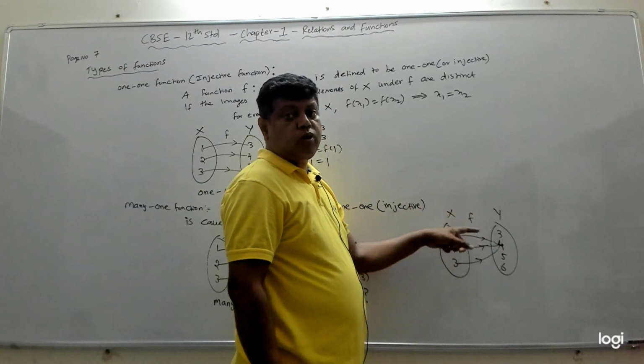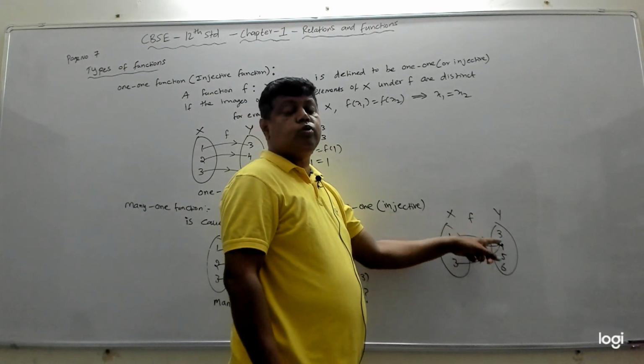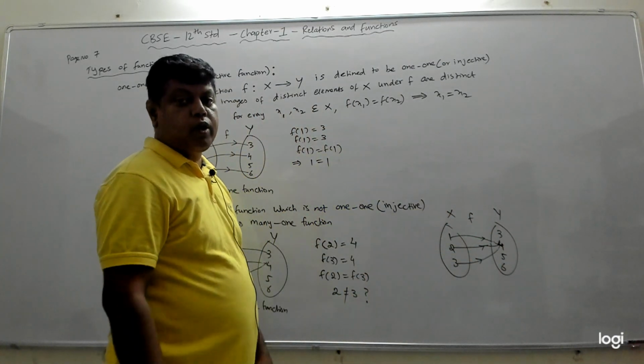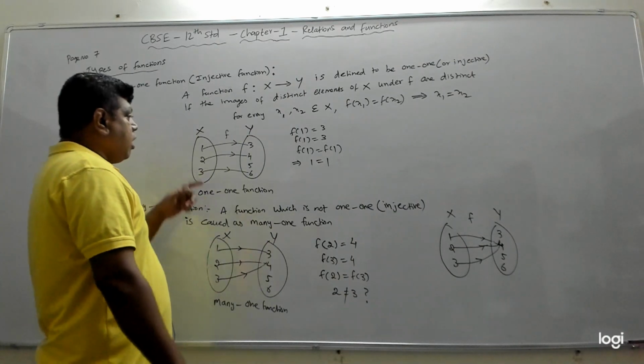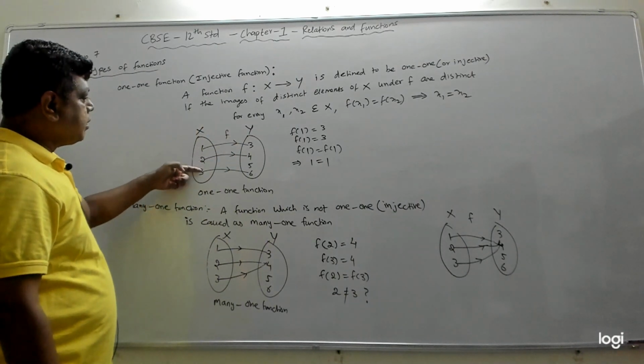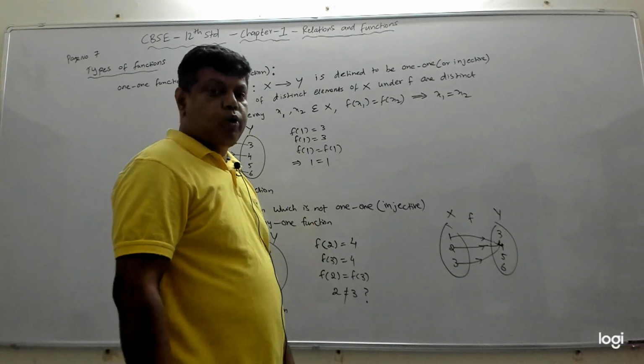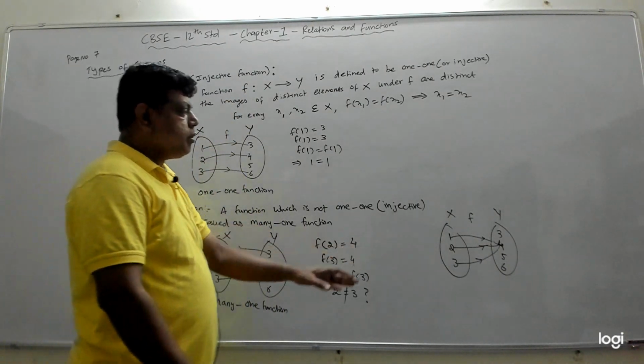If 1 goes to 4, then 2 shouldn't go to 4. 2 should go to something else, and 3 should also go to something else which was not mapped by 1 and 2. If each element has a different mapping, then you call that a 1 to 1 function. And so this is also a many to 1 function.